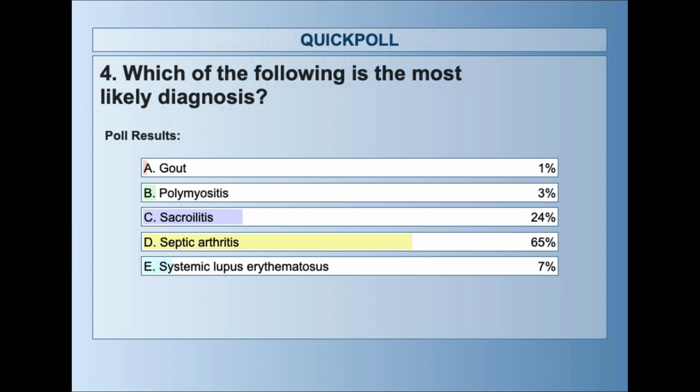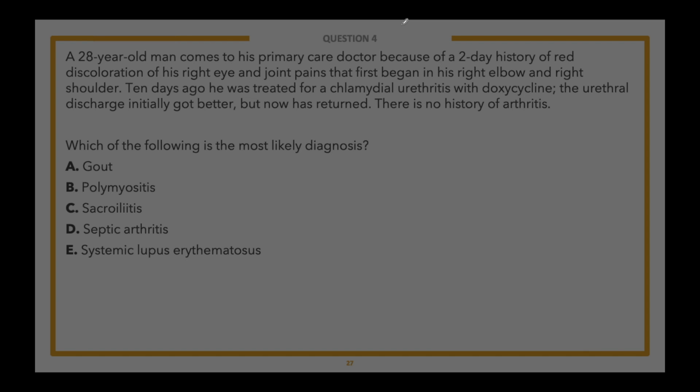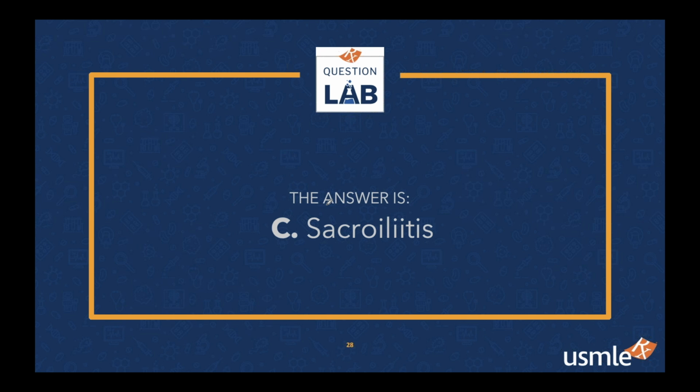All right, and it looks like 65% of you selected septic arthritis and 24% of you selected sacroiliitis. Let's see what the correct answer is. And the correct answer is C, sacroiliitis. So once again, a challenging question. 24% of you got it right. For those of you who didn't, don't worry. We're here to learn, and Boris is going to teach us now. Boris.